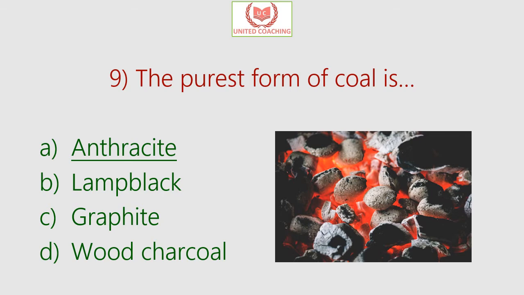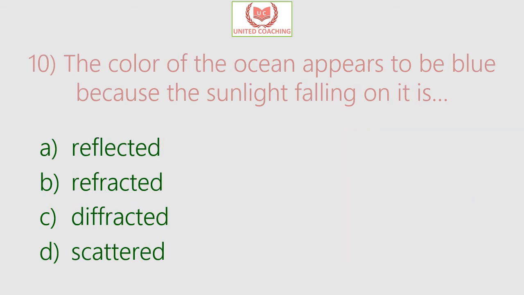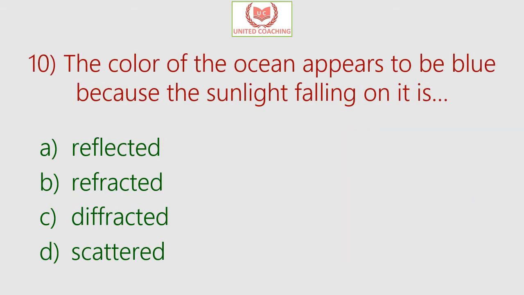Our next question is, the color of the ocean appears to be blue because of the sunlight falling on it. Is it because it is reflected, refracted, diffracted or scattered? So the answer is scattered. The reason is the same as why the sky appears blue. So why the ocean appears blue is the same reason as the sky appears blue, and the answer is scattering.